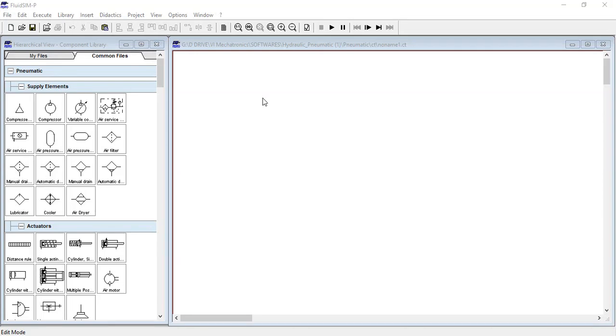our FluidSIM software user interface. Last lecture we have seen what are the basic requirements of a pneumatic system, and now we will try to build one. Okay, so first we will introduce what are the elements here, the symbols, and how to configure them in the software, and then we will build one easy pneumatic circuit, so that we can understand how the working is.